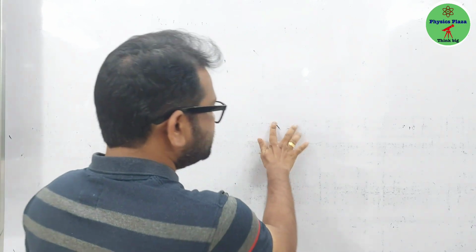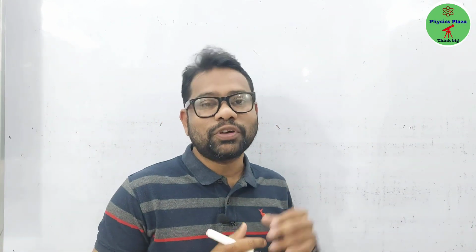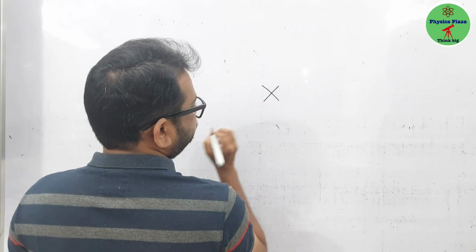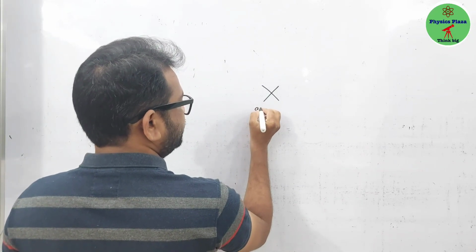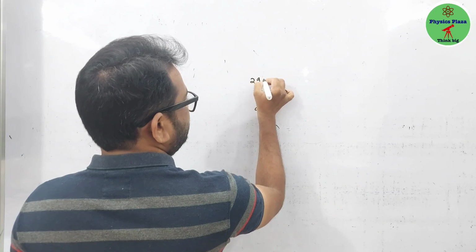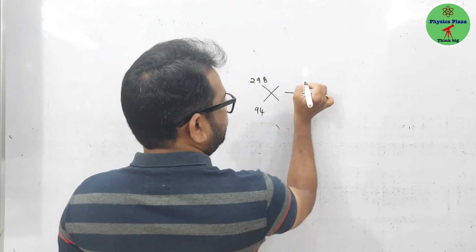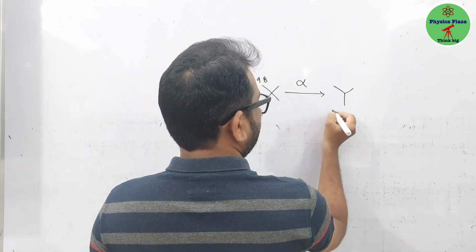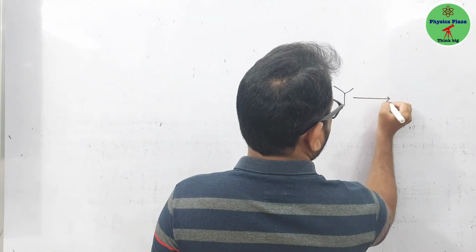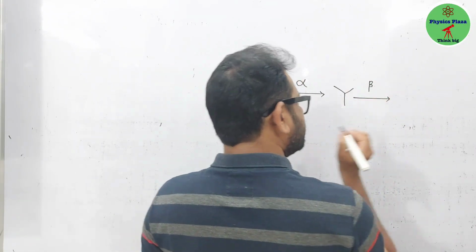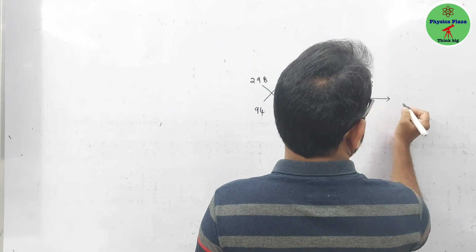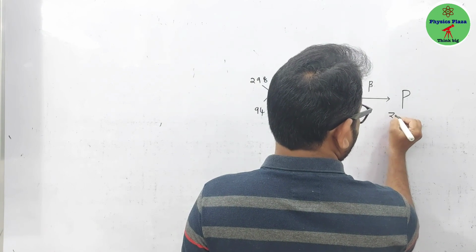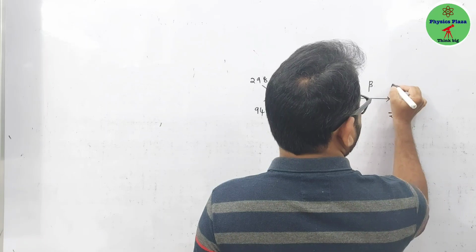Fine children. Before that, just try this question based on alpha decay and beta decay. X is an atom whose atomic number is, let us say, 94, and mass number 298. It emits one alpha particle and changes into Y, and then Y emits one beta particle and changes into P, and nucleus P has some atomic number and a mass number.